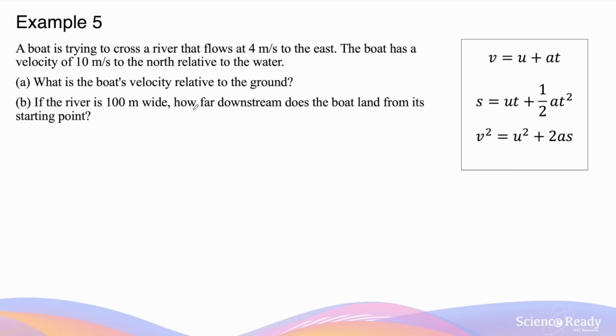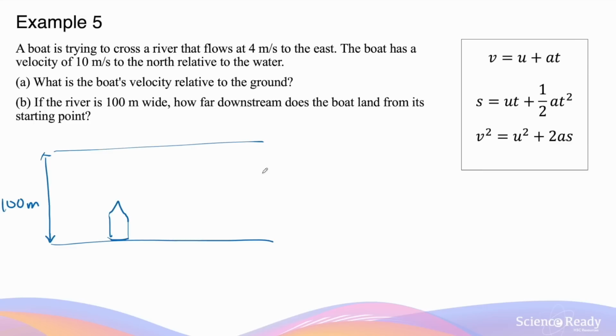If the river is 100 meters wide, how far downstream does the boat land from its starting point? So the distance between two ends of the river is 100 meters. This is what the boat needs to cross. However, as the river is flowing at 4 meters per second towards the east, by the time the boat reaches the other side of the river, it will end up somewhere over here. And this distance or displacement is what we are trying to calculate.